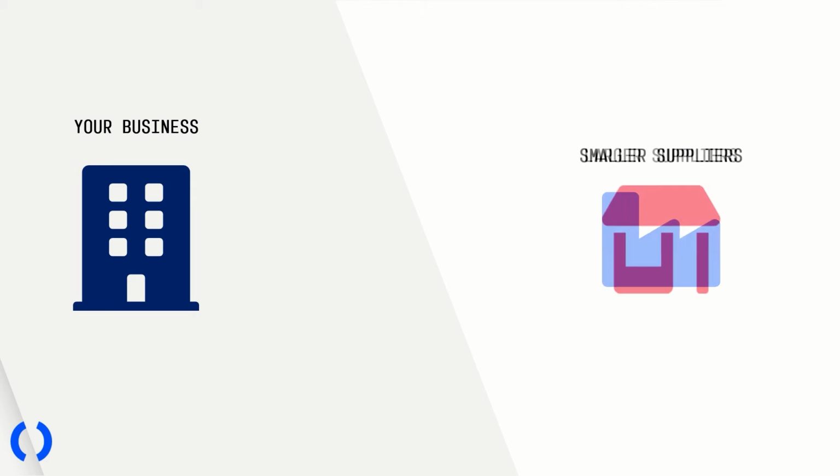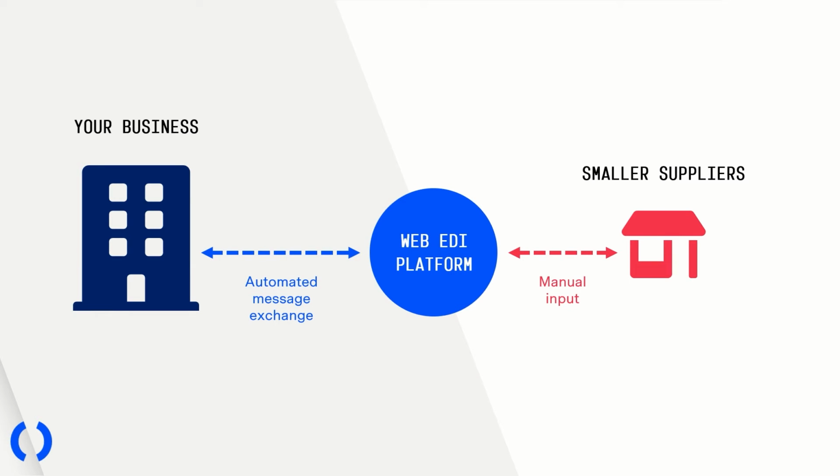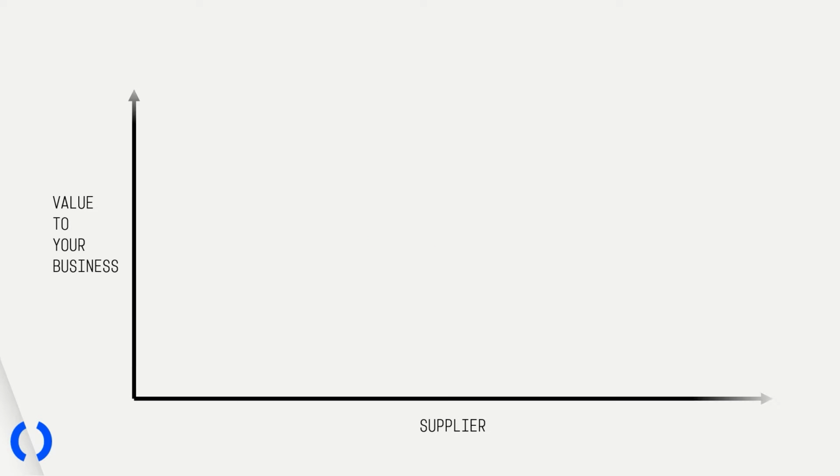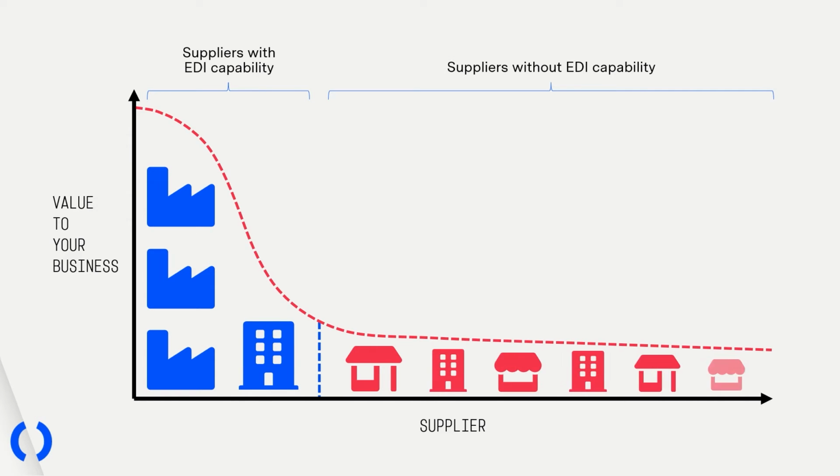Smaller suppliers, on the other hand, generally don't have the ability to conduct EDI and are only able to trade automated messages if their partner provides access to a Web EDI portal. Although each smaller supplier may not seem significant, when added together, smaller suppliers often constitute a substantial proportion of a business's partner network. This is referred to as the long tail.